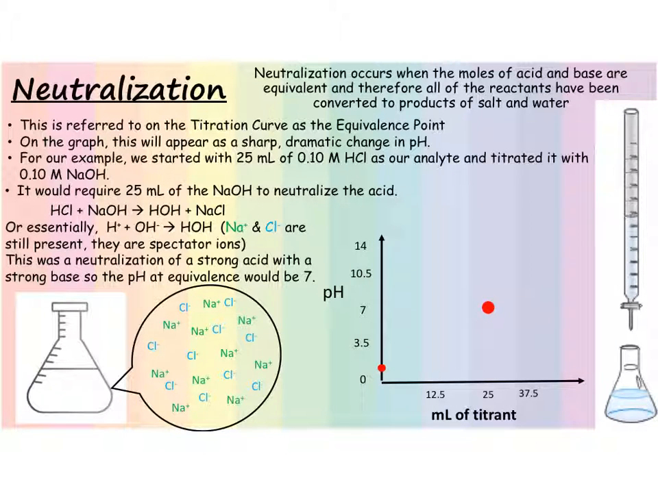Now, in the actual container at this point, you're at neutral. So all you have is your salt, which is your NaCl, and your water, which is your HOH. I didn't put water on here, so just understand that it's understood. The water is there. And then you have your Na+ and your Cl-. Those are just spectator ions here, but they are in the solution at this point.